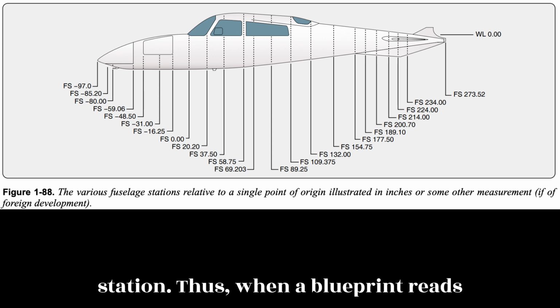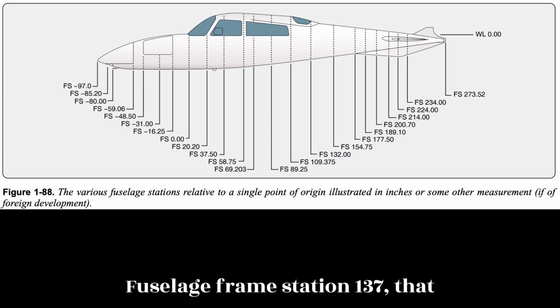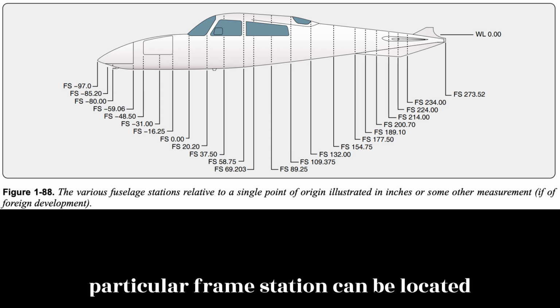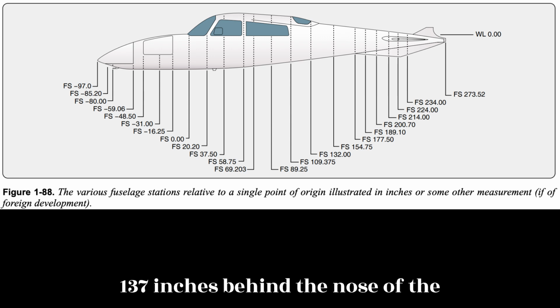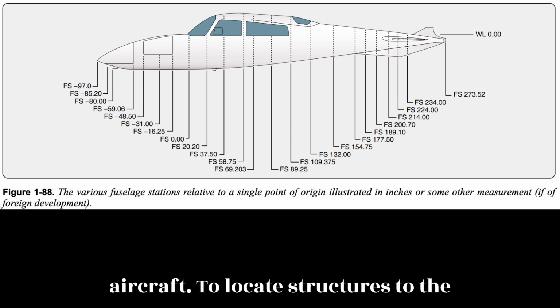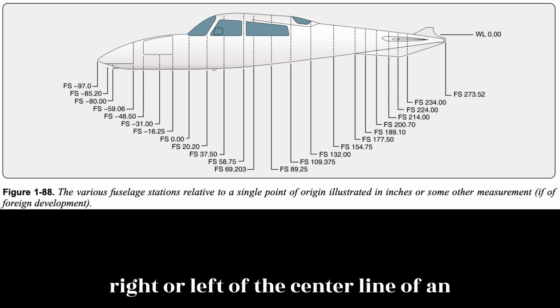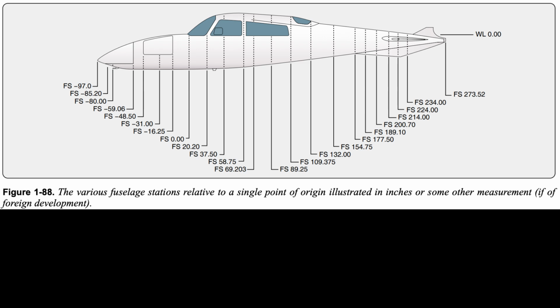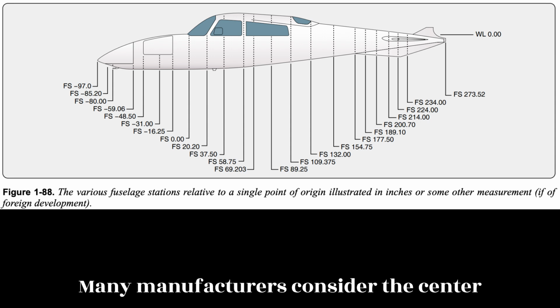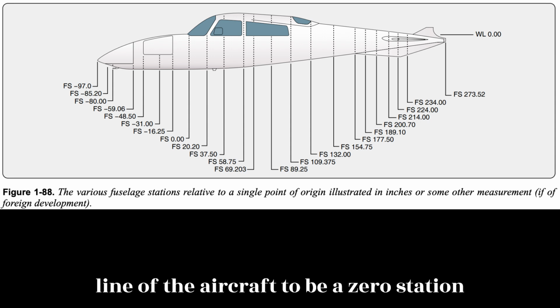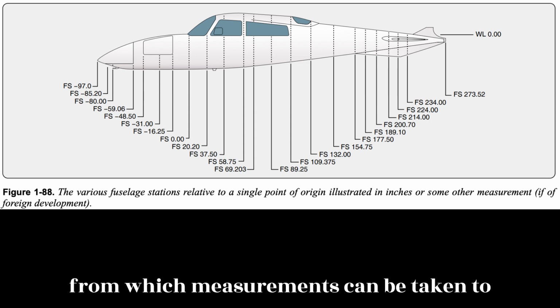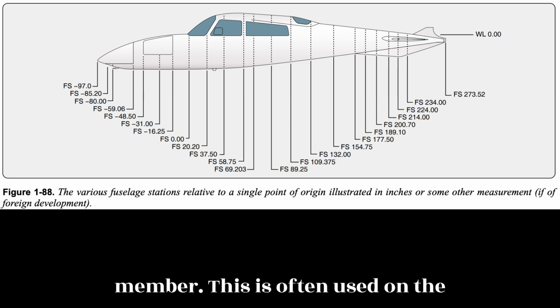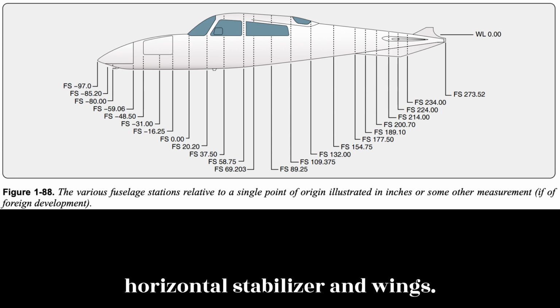Thus, when a blueprint reads Fuselage Frame Station 137, that particular frame station can be located 137 inches behind the nose of the aircraft. To locate structures to the right or left of the center line of an aircraft, a similar method is employed. Many manufacturers consider the center line of the aircraft to be a 0 station from which measurements can be taken to the right or left to locate an airframe member. This is often used on the horizontal stabilizer and wings.